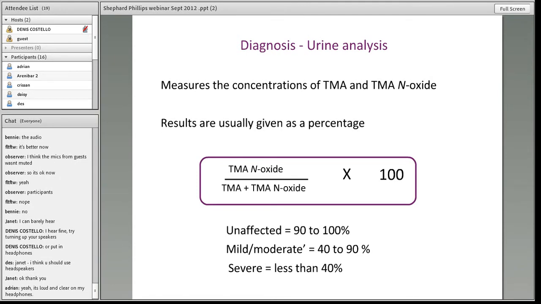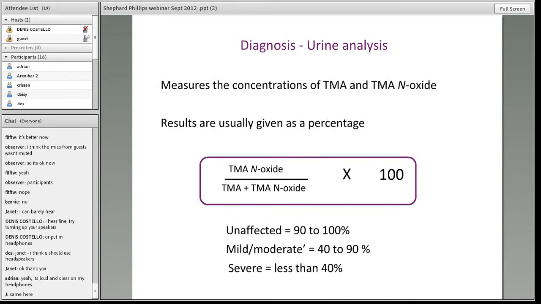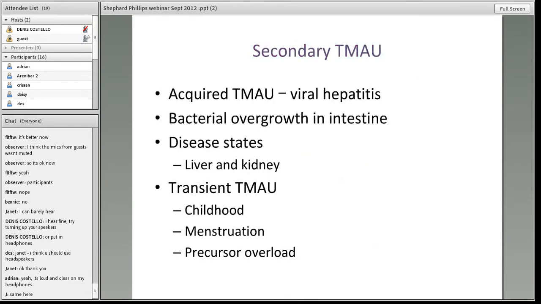If you're unaffected, then your percentage will be 90 to 100%. But if you have a mutation that moderately influences the activity of the enzyme, then the percentage will drop to between 40 and 90%. And if you have a protein that really can't do its job very well, then the percentage will be less than 40%. And so this is a good categorization of the severity of the disorder. And then perhaps if people have this test, they may wish to have their DNA sequenced to see which mutation they carry. Could I have the next slide, please?